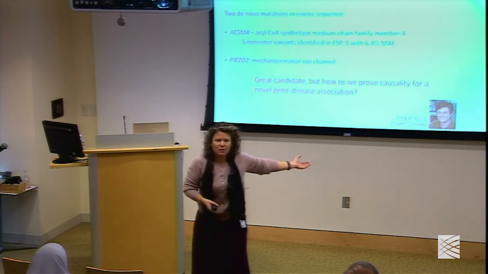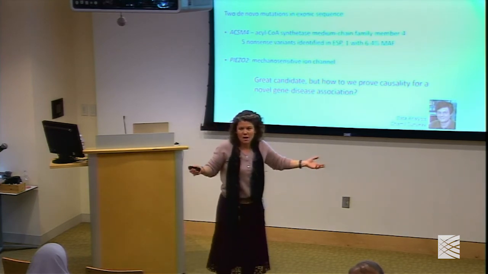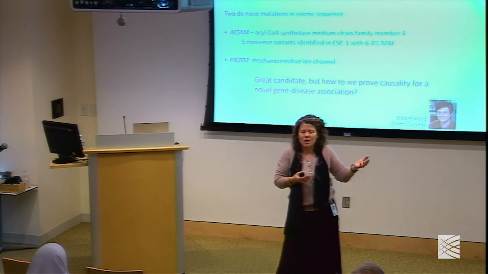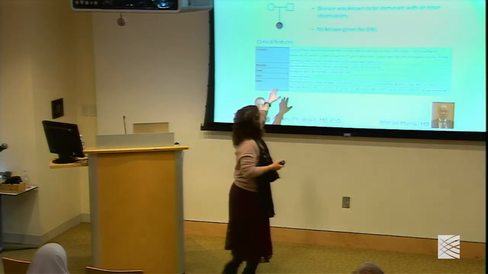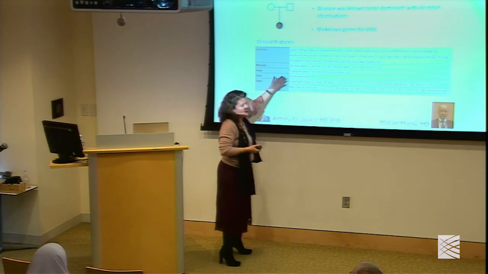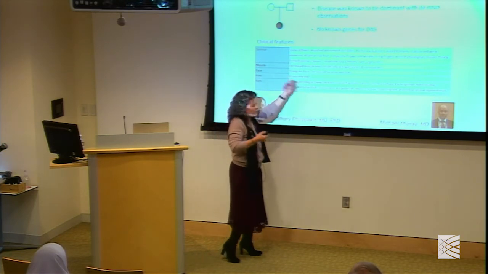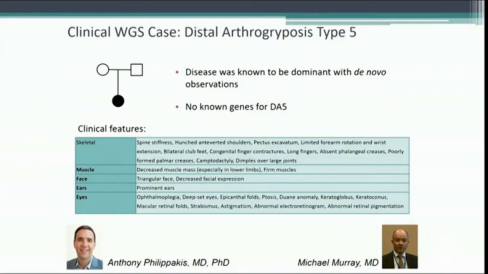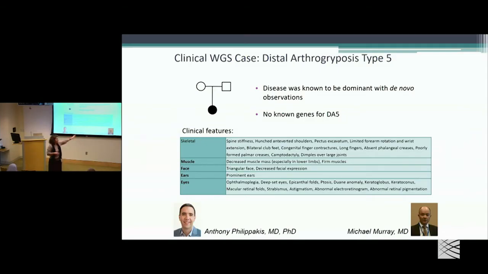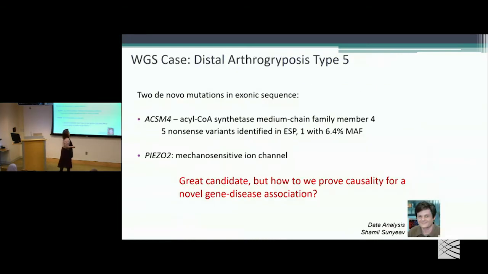But in this example, when the function is a mechanosensitive ion channel, and you're trying to explain how that causes spine stiffness and prominent ears and ophthalmoplegia, it's a harder argument. For sure, disruption of an ion channel, which does lots of things, could cause this varied phenotype, but it's a leap. So I would argue that in this case, showing functional disruption of that gene would be insufficient to actually implicate it in disease. It's a piece of evidence, but perhaps not sufficient. So that's just an example.